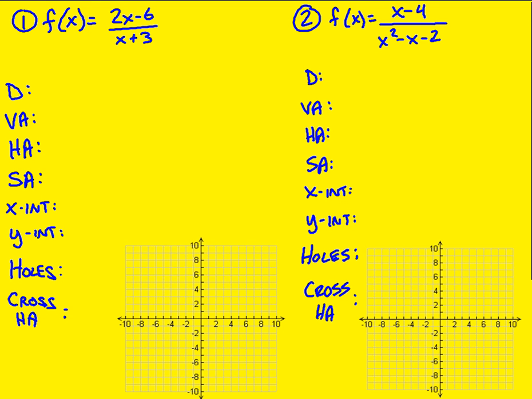Alright, we're looking at how to graph rational functions here. What you need to do for each one of these is first to factor both the top and the bottom. So in this case you'd have a 2 times x minus 3, and you can't factor the bottom at all. So there's your factored form.